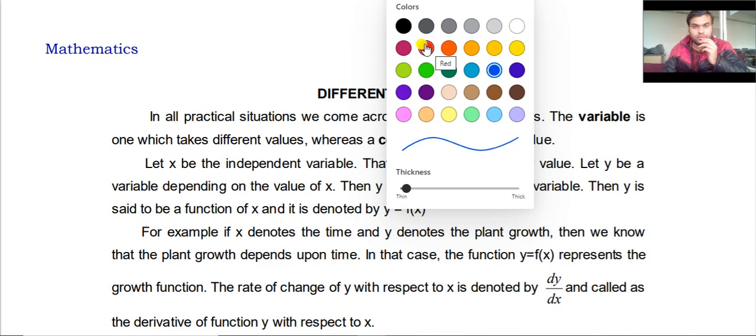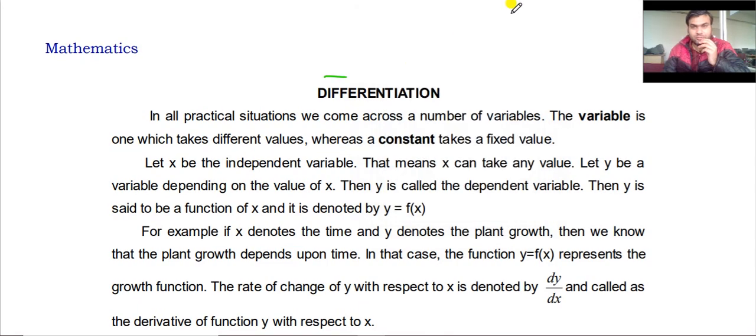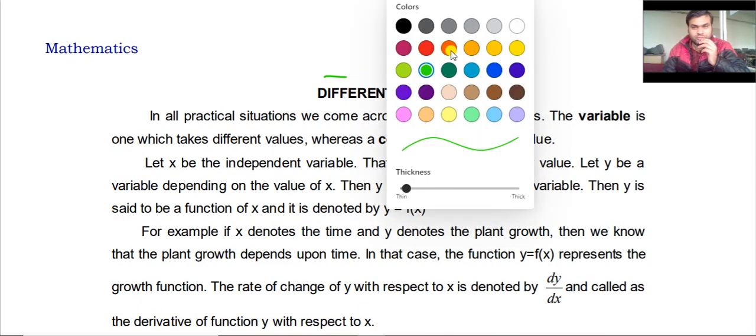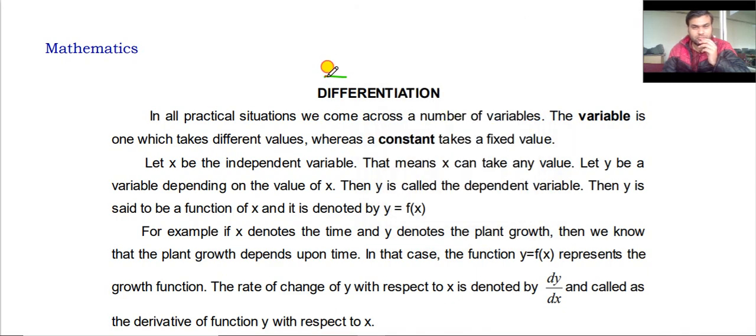So today I am going to discuss differentiation. What is differentiation and how is it useful in agriculture? I will discuss this topic today. Before understanding differentiation, we have to learn the important basic things related to it.